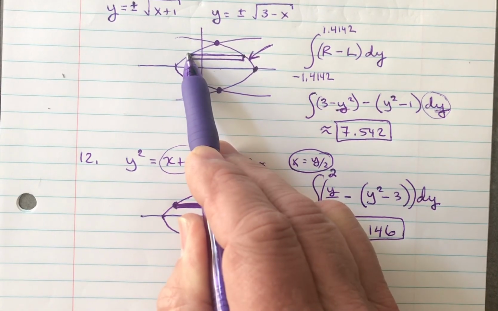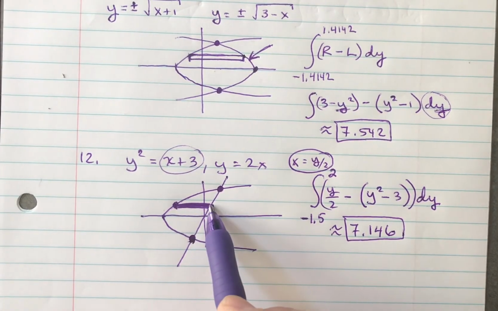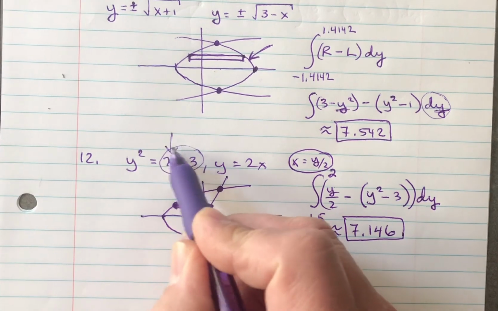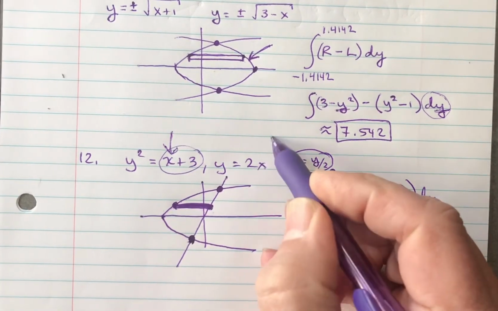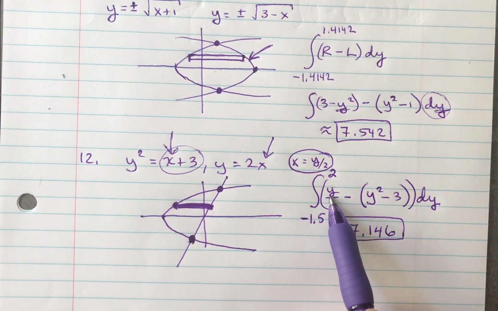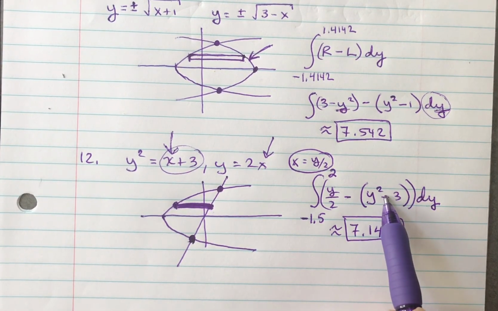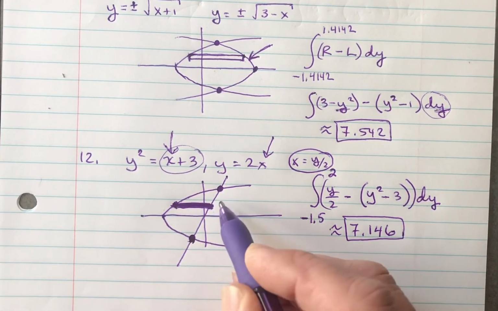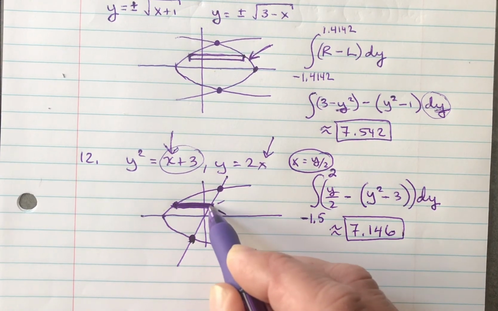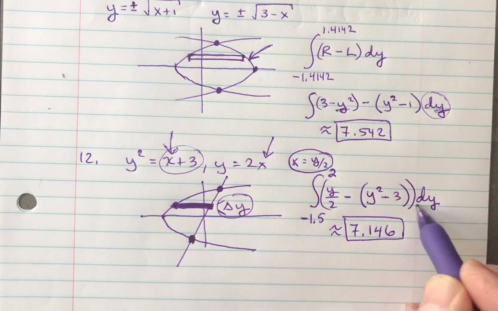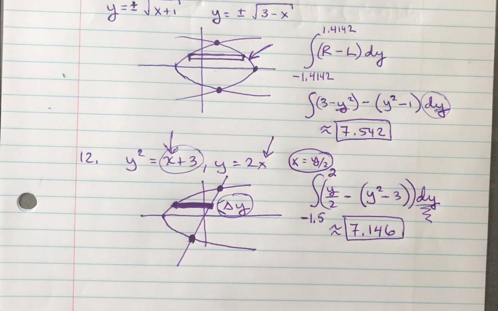Okay? So to reiterate what's going on here, I need to get the right edge of the rectangle and the left edge. And in order to do that, I have to get x by itself in this equation and x by itself in the second equation. So that's right minus left. But since I'm integrating with respect to y, the width of this rectangle here is delta y, and that translates as dy in my integral.